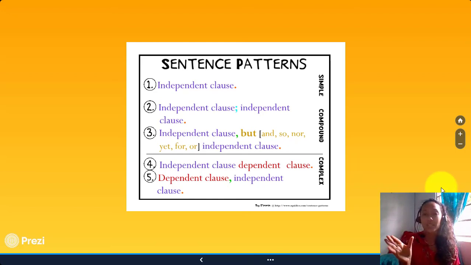If the subordinating conjunction like after starts the sentence, you put a comma. If it doesn't, if it's at the end of the sentence, at the back, like we saw with the example with before, you do not put a comma. And that's it for complex sentences.